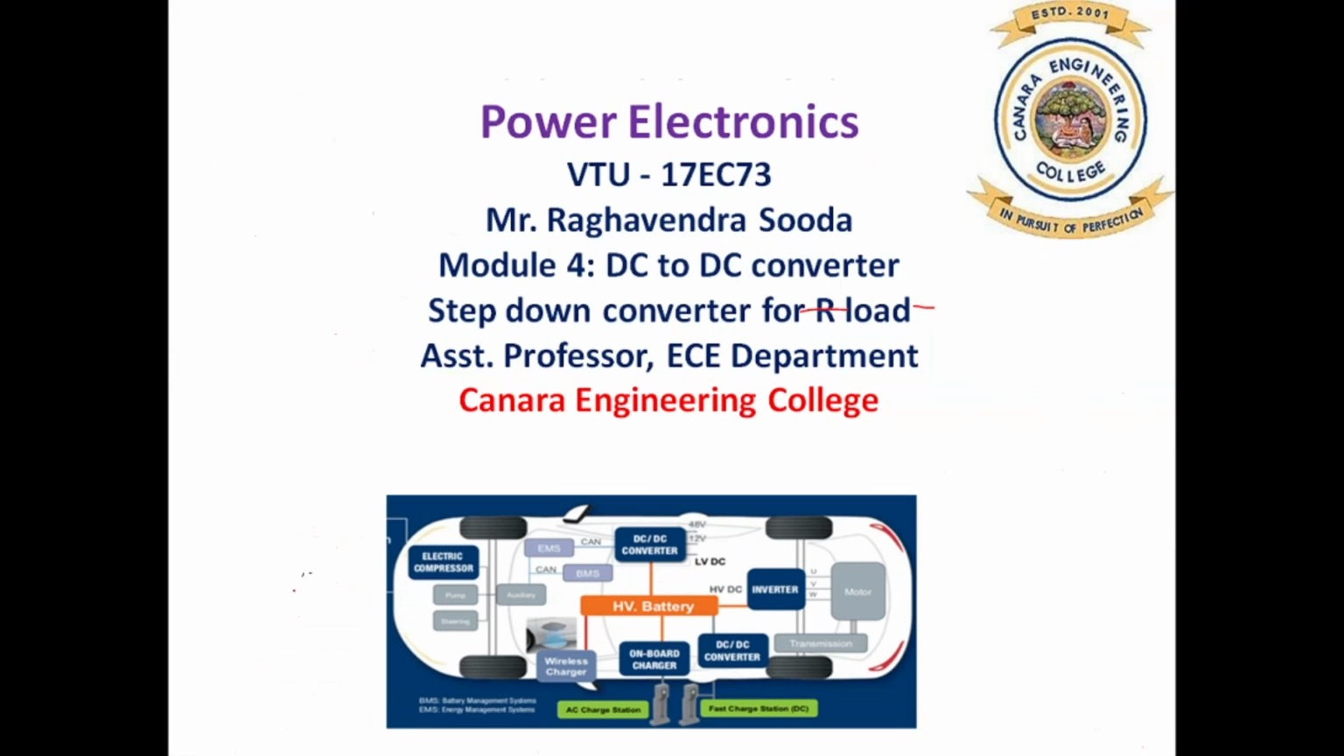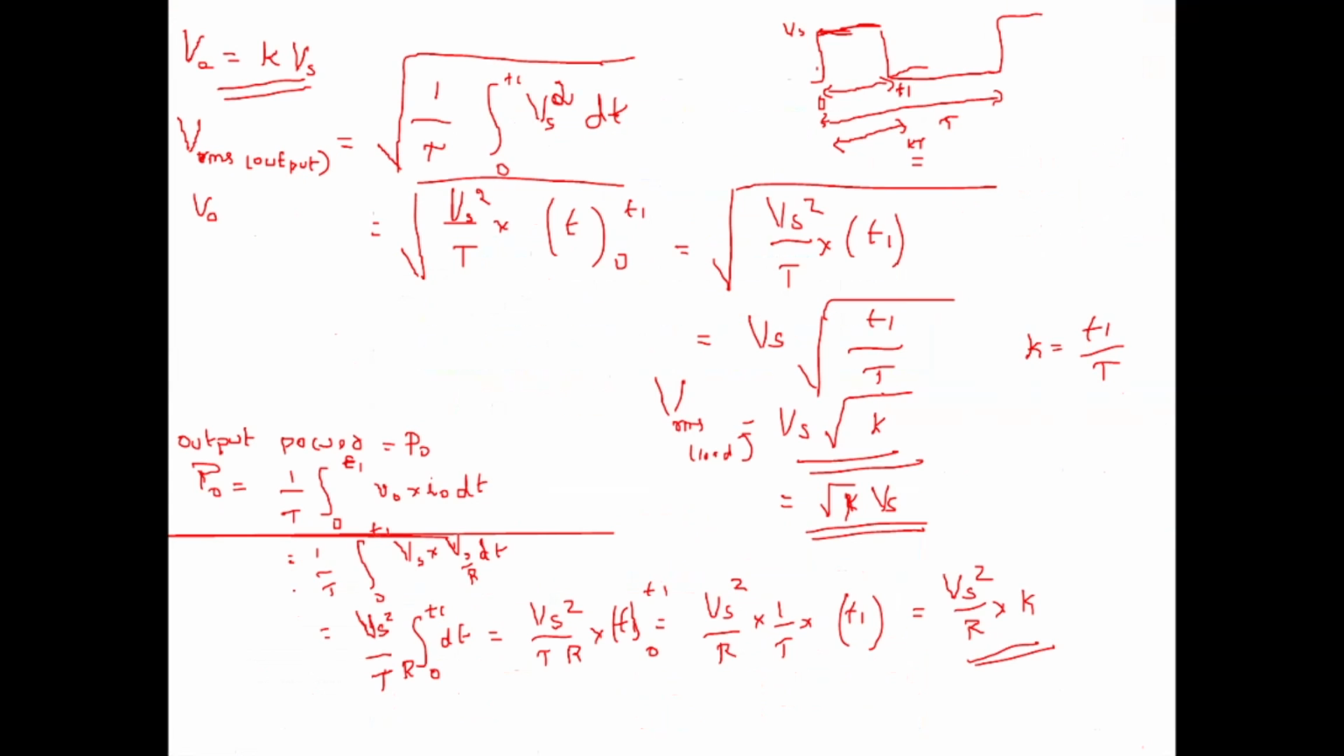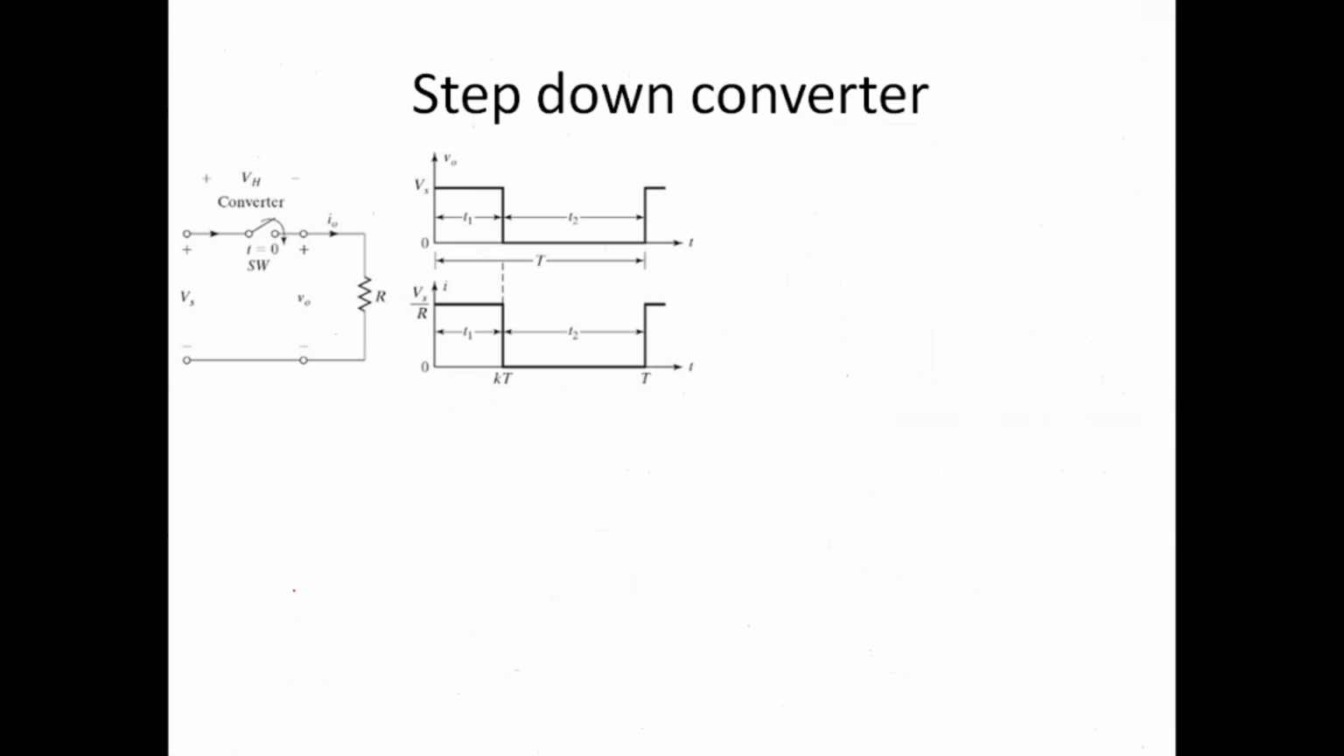So now we will study more about DC to DC converter step down operation for our loads. So we can see here, this is a DC to DC converter, the input voltage is Vs, correct? We need to consider that there is a DC source here, its value is Vs.